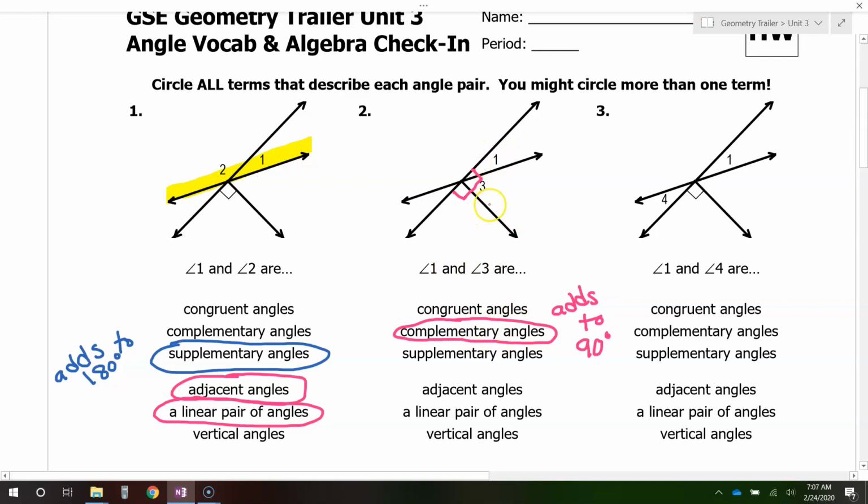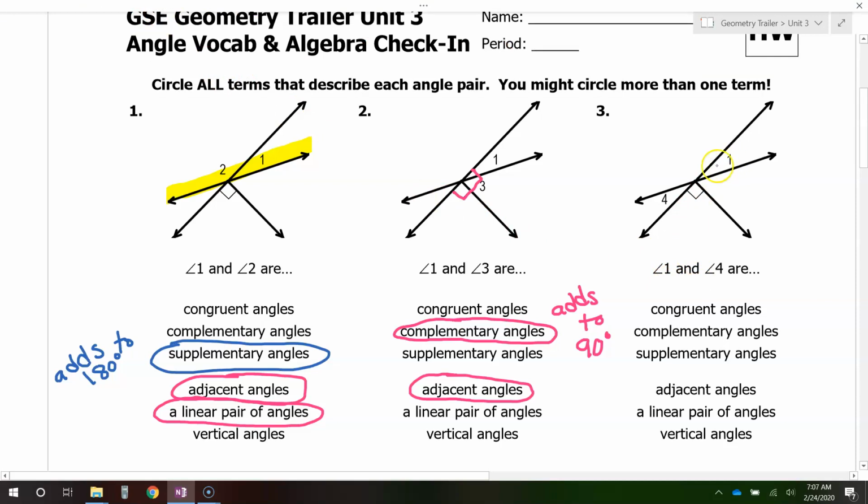They do not have to be congruent. All right, angle 1 looks smaller than angle 3. They are not supplementary. They are complementary. They are still adjacent angles. Remember, adjacent means that they are side by side. They're sharing a side. They're touching. They are not a linear pair because they don't make a straight line. They are not vertical angles. So it's just these two.